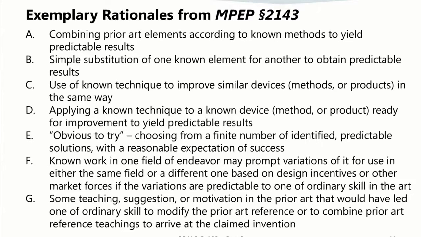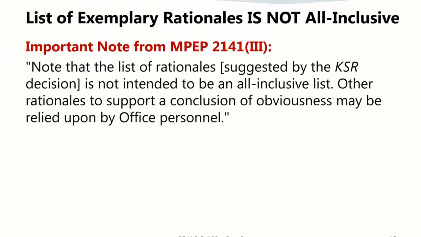MPEP 2143 discusses 7 exemplary rationales to support obviousness. The rest of this module will focus on examples of rationales A, B, and E, and of consideration of evidence. All examples come from the 2010 Examination Guidelines Update. Remember that the list of rationales suggested by the KSR decision are not meant to be an all-inclusive list. You can use other rationales to support a conclusion of obviousness.